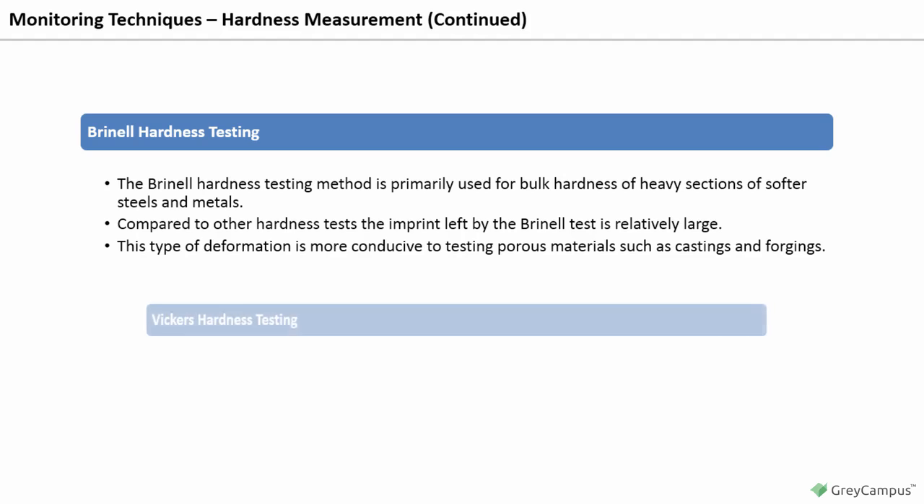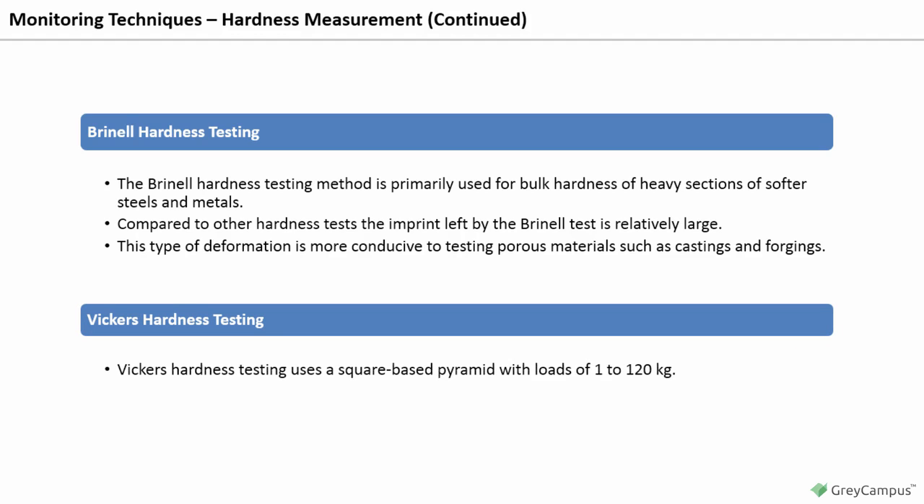Vickers hardness testing. Vickers hardness testing uses a square-based pyramid with loads of 1 to 120 kilos. The surface should be as smooth, flat, and clean as possible. The test piece should be placed horizontally on the anvil before testing. The angle of the diamond penetrator should be approximately 136 degrees.